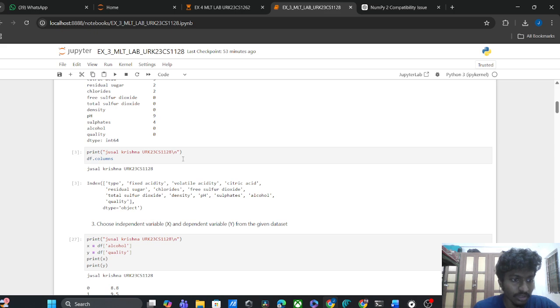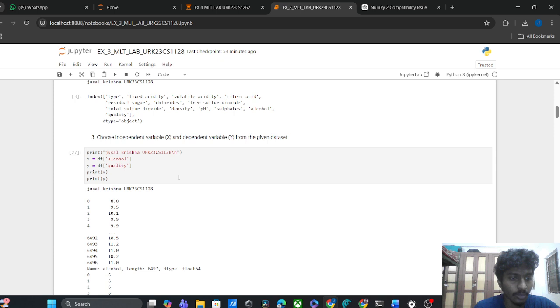For the third cell, X represents the independent variable, which is alcohol content. Y represents the dependent variable, which is wine quality. For the fourth cell, now we calculate the coefficients of the regression line. First, we compute the mean of X, mean of Y, and number of observations. Then we use the mathematical formulas.